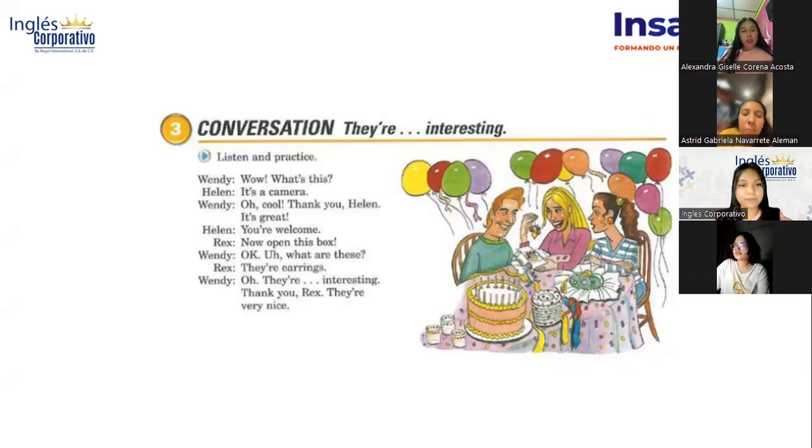Go. Whoa, what's this? It's a camera. Oh, cool. Thank you, Helen. It's great. You're welcome. Now open this box. Okay, what are these? They're earrings. Oh, they are interesting. Thank you, Helen.